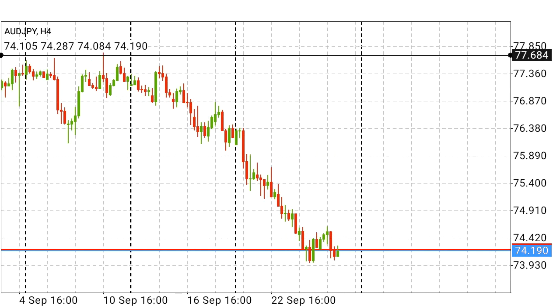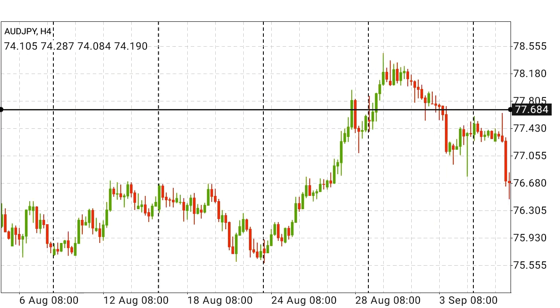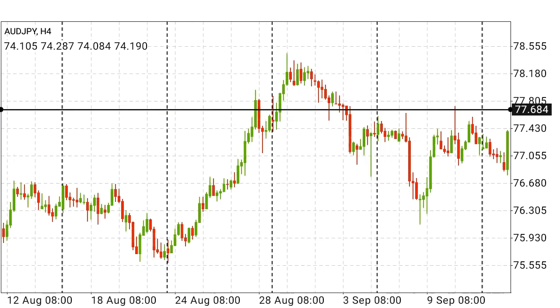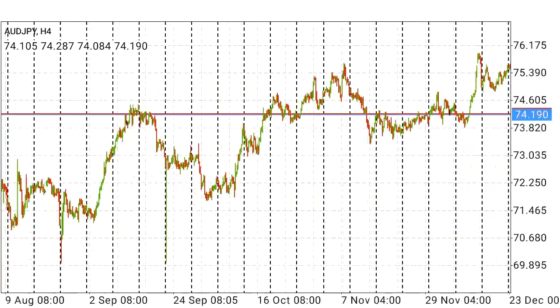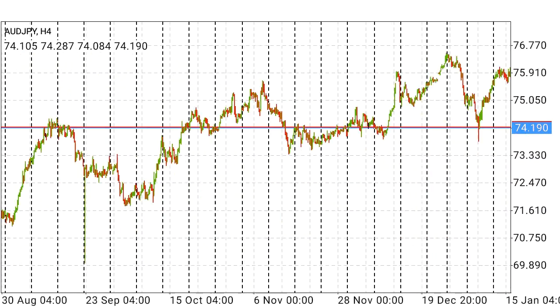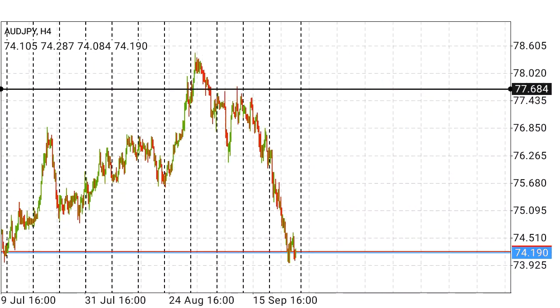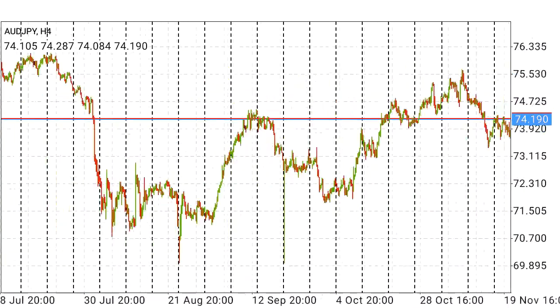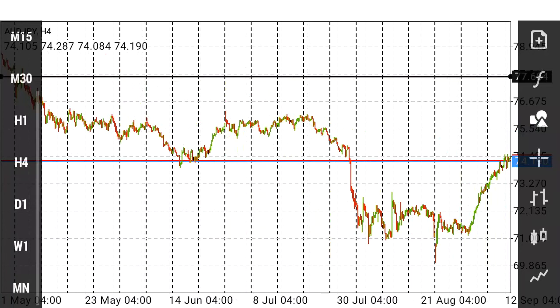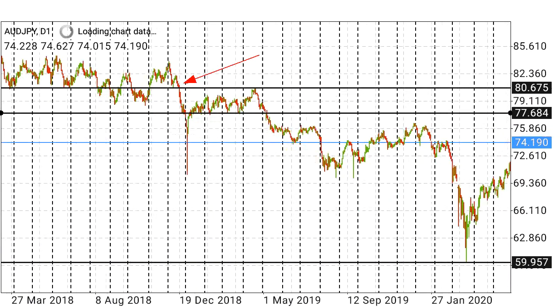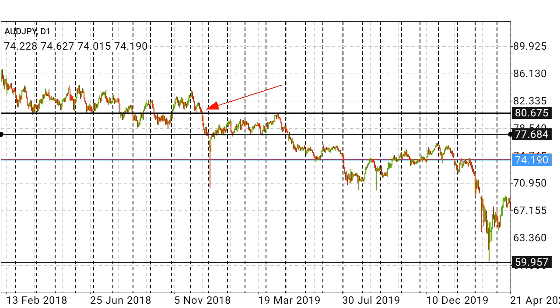I don't trade below H4. I flip. Can't go back. Flip. Go back. You see, hence the price was trading sideways here. On H4, we have something like a range.